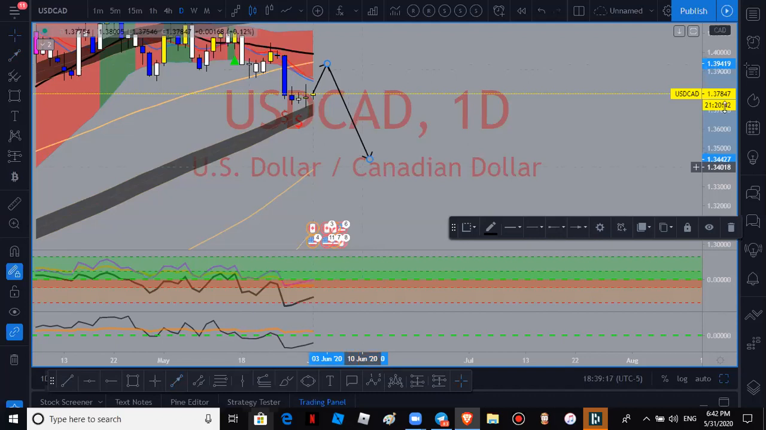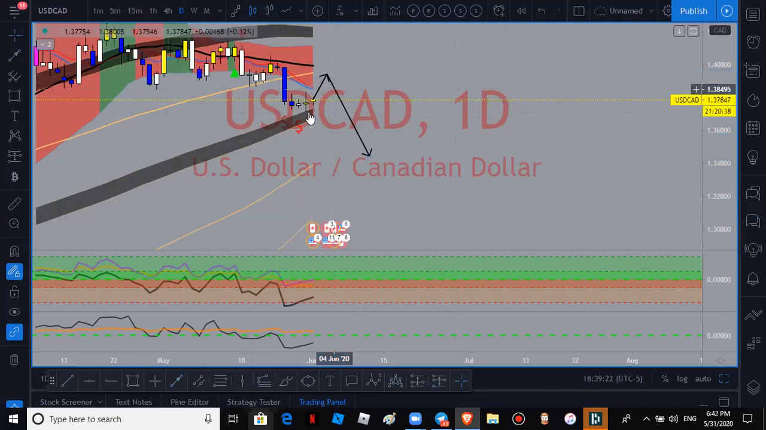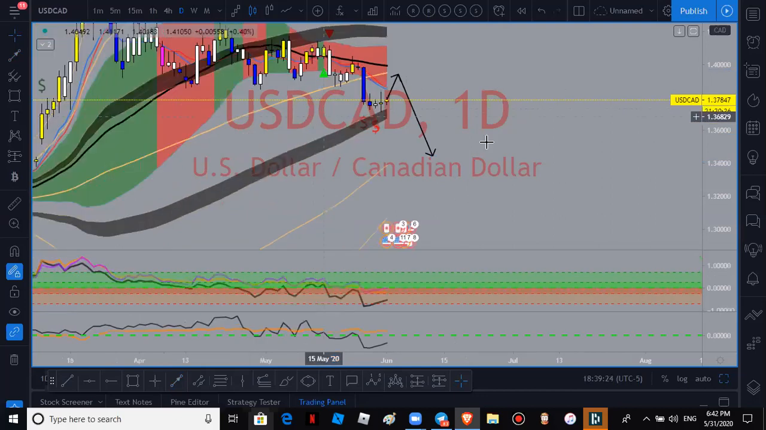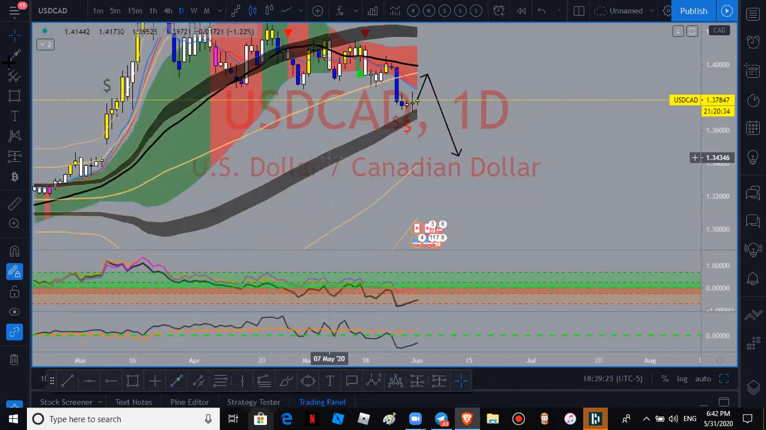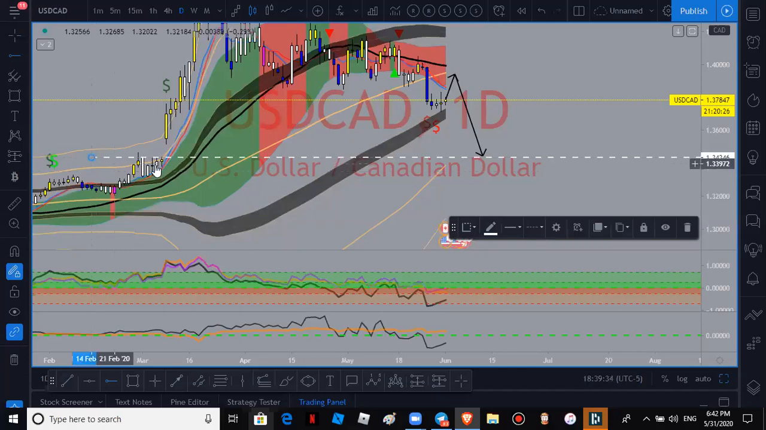So this week I'm looking for buys on USD CAD. Not a fan of selling it when it's down this low. Let me see where this lines up. Okay, yeah, perfect. If we do get this close right here, then this gap that USD CAD had previously shown would close, which is awesome. That's exactly what I want to see.